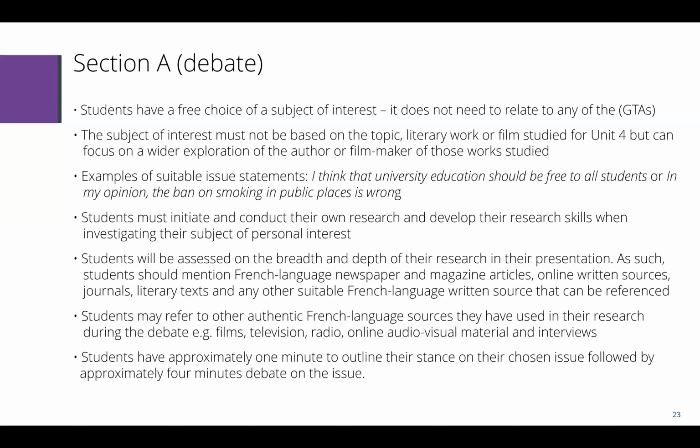So if we're just looking at section A1, you can see that it says that they can choose any issue they like, any subject of interest. It doesn't have to be anything from the specification. It can be anything at all. So if they wanted to do something that wasn't on the specification, then that would be absolutely okay.